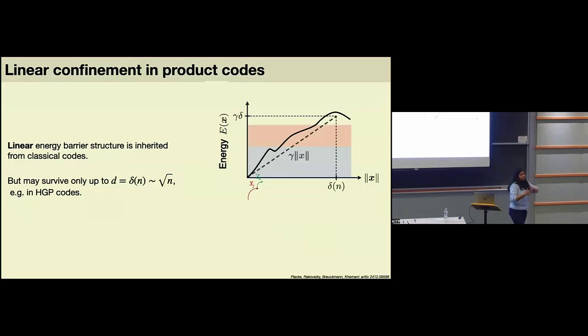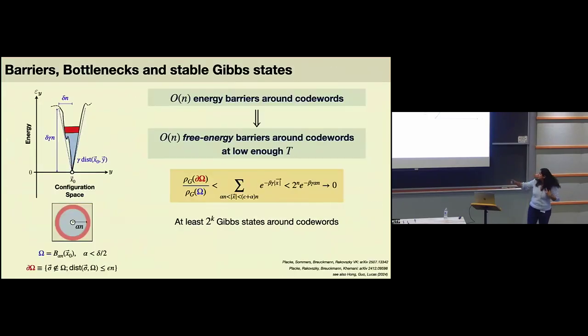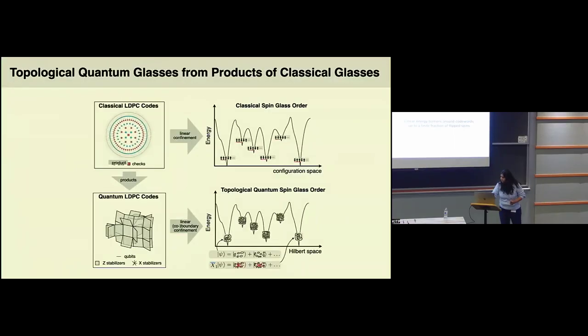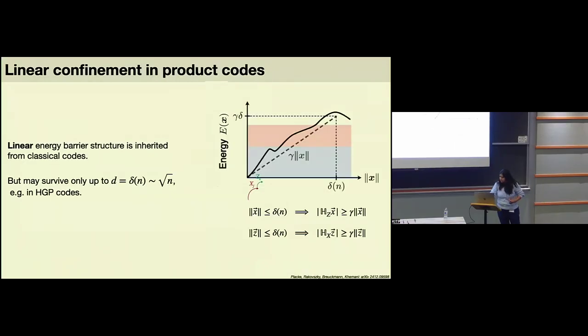So in the classical case, you have a linear energy barrier, an energy barrier that has this feature where, as you flip some bits, as long as the number of flipped bits is less than delta of n, the energy barrier scales proportionally to the number of flipped bits. So this is a linear barrier. By the time you get to quantum codes, you still have this linear barrier structure, but it can get cut off at some value. It's a linear barrier, but it only extends to delta of n, and delta of n could be square root of n. So this is qualitatively different from a square root of n barrier out to a linear distance.